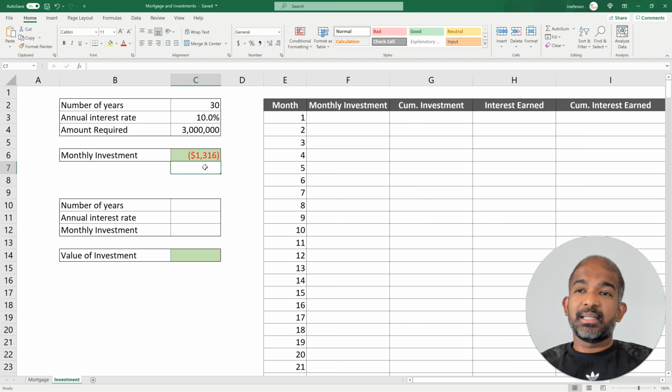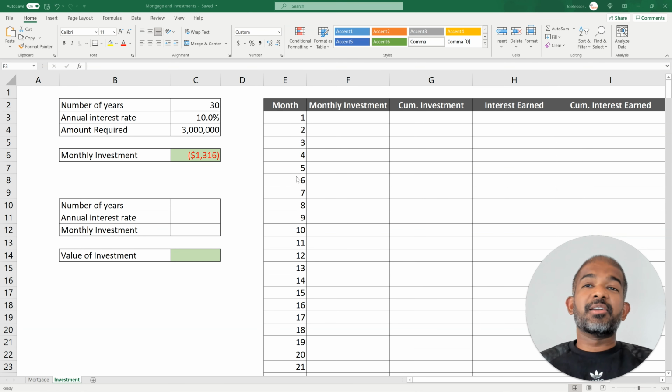So we need to make a monthly investment of $1,316 for 30 years, hoping that we get a return of 10% every year in order to reach the magic figure of 3 million after 30 years. Okay. To look at this in more detail and understand how your investment progresses with time, let's look at what happens to your investment every month through the course of those 30 years.